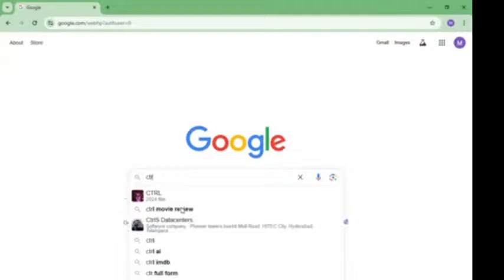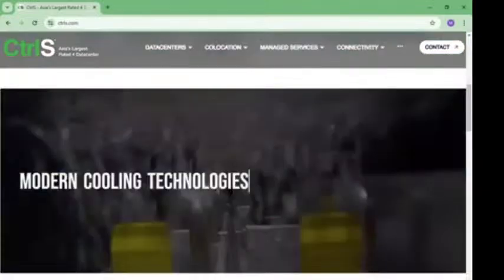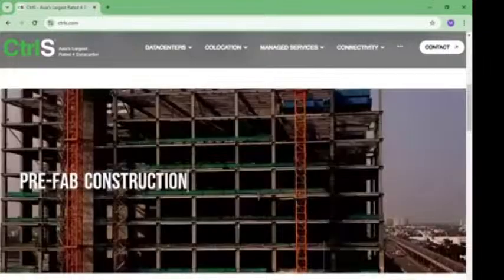15 data centers across 8 major markets and growing. So these are the data centers somewhere in Hyderabad. They have all this infrastructure. Not only in Hyderabad, actually, they have it in multiple cities within India. I'm not sure if they have grown their data centers outside India also. Let me just check it once. See, Mumbai, Chennai, Hyderabad, Noida, Bangalore, Kolkata. As of now, they are in these locations.